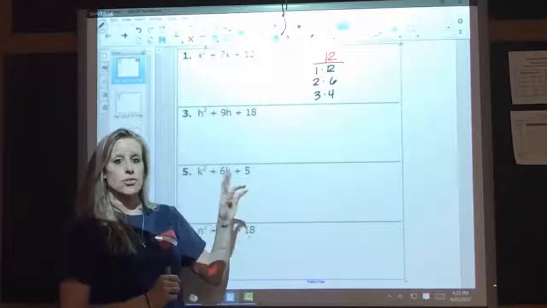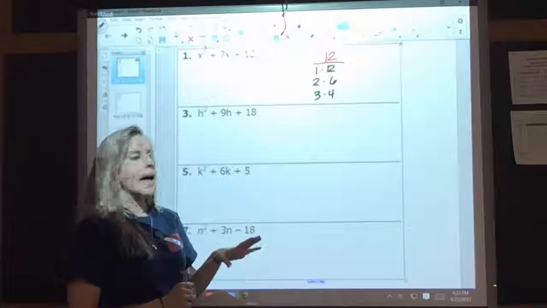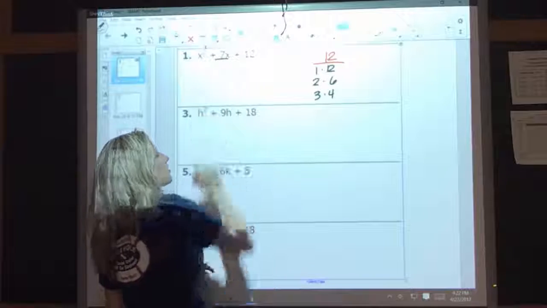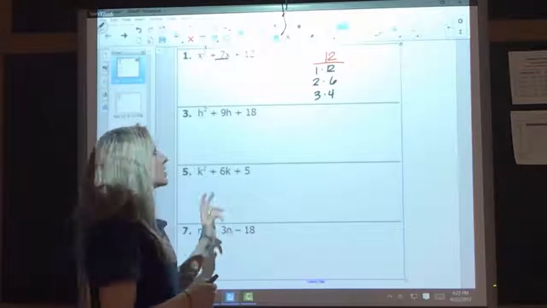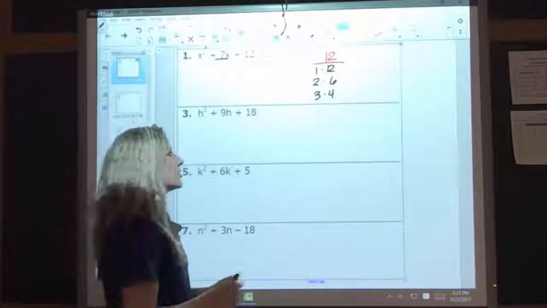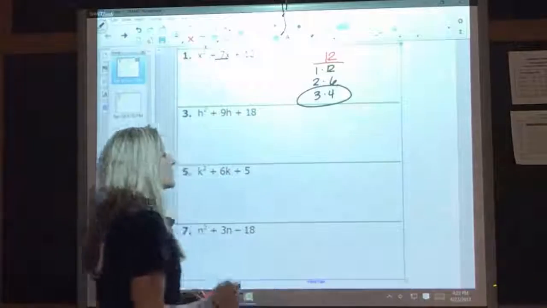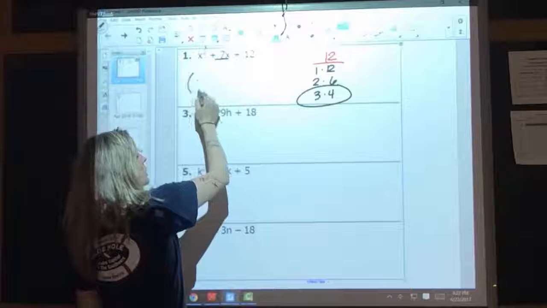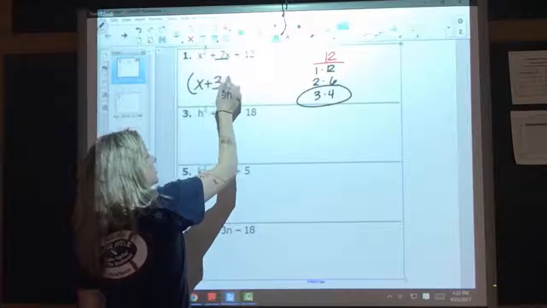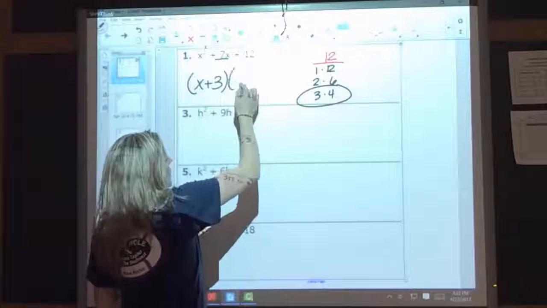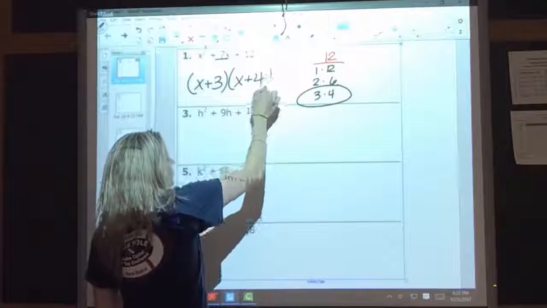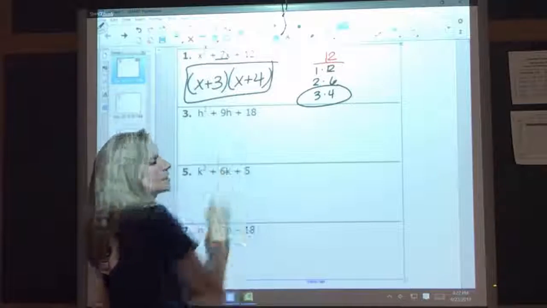Just list them all out. And then ask yourself which two will add or subtract to give you the number in the middle. So which two will add or subtract to give you a 7 in the middle? And it's 3 and 4. So my factors will be x plus 3, since my 3 is positive, and x plus 4. Okay, and that's what we're doing today.